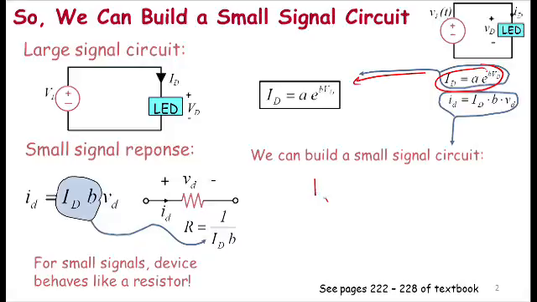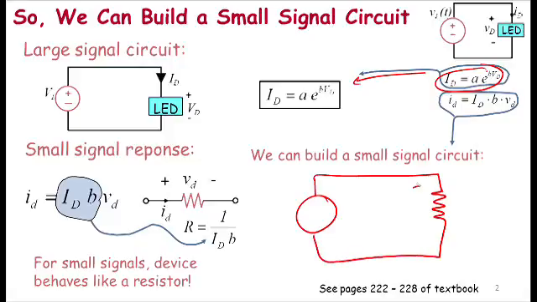All I have to do is the following. I take the same circuit, and I replace the device, the nonlinear LED, with its small signal behavior. Here I get a resistor behavior, where the resistance R is equal to 1 divided by ID times B. So for the purposes of computing the small signal behavior of the circuit, I replace the device, the LED, with a resistor, as shown here.